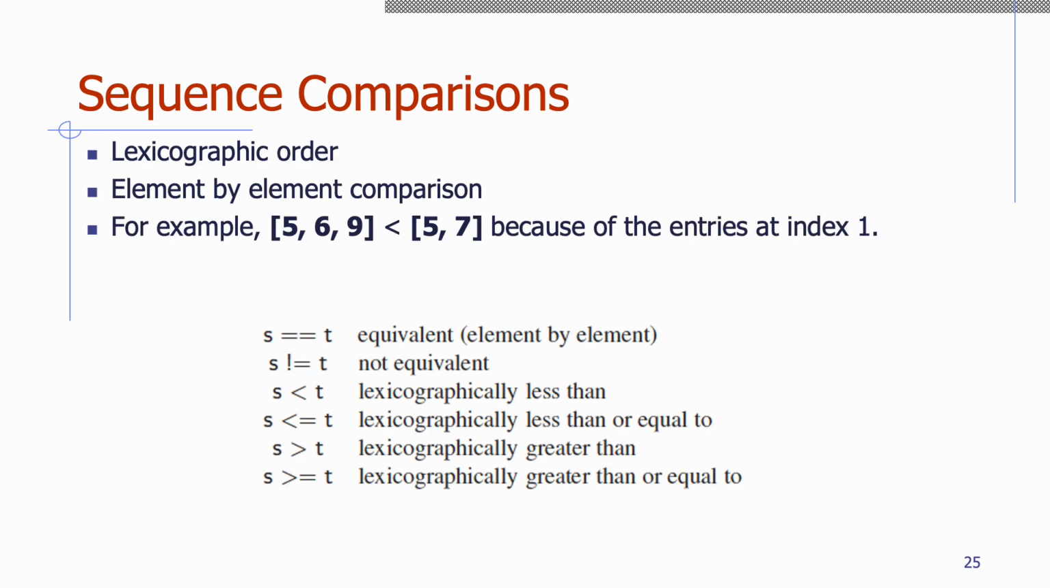Here we cover some sequence comparisons. Sequences define comparison operations based on lexicographic order, performing an element-by-element comparison until the first difference is found. In this example, we have a list that includes 5, 6, and 9, and we have another list, 5, 7, and we check if the first is less than the second, and that's true because at index 1, 6 is less than 7.